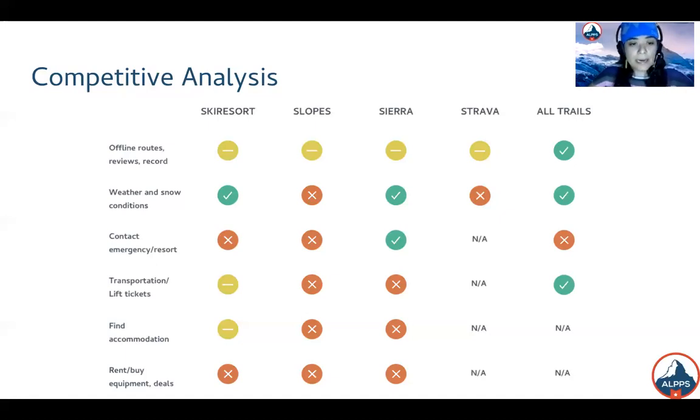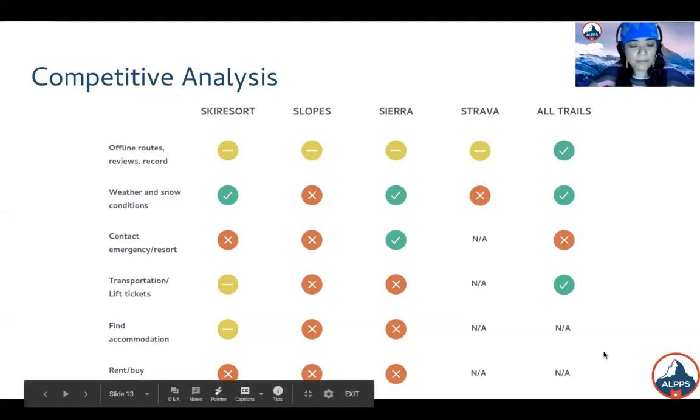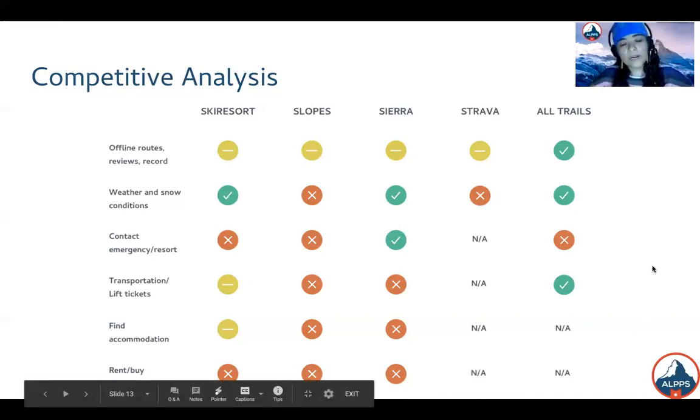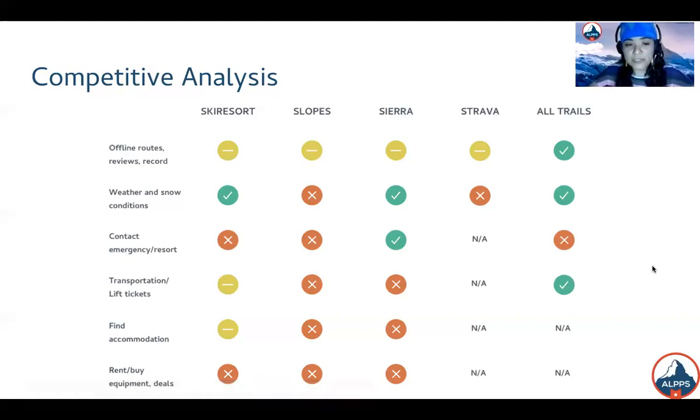About transportation and lift tickets, there are some things in AllTrails that are useful. Ski Resorts has something too, but it's just information about where the lifts are and the working hours and the prices, but you can't actually buy tickets, for example. Very similar with finding accommodation. Ski Resorts has some list of resorts around and hotels, but you can't do much there. You can't book accommodation. And what about extra things like renting or buying equipment or the best deals in town? You don't have it in any of these applications.